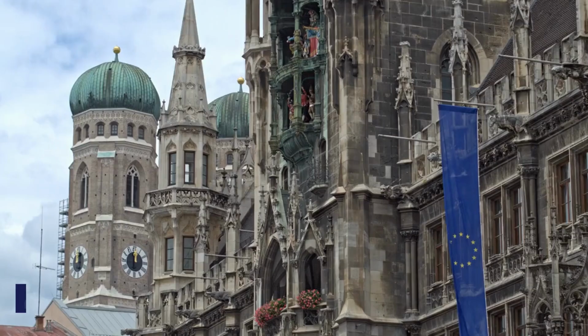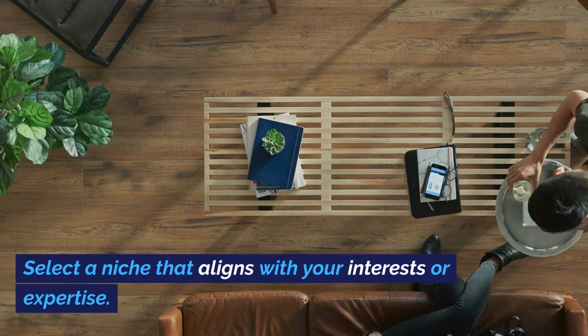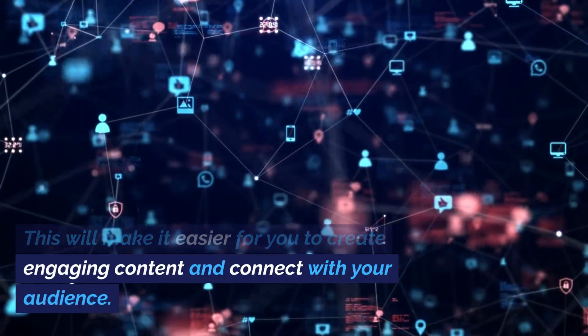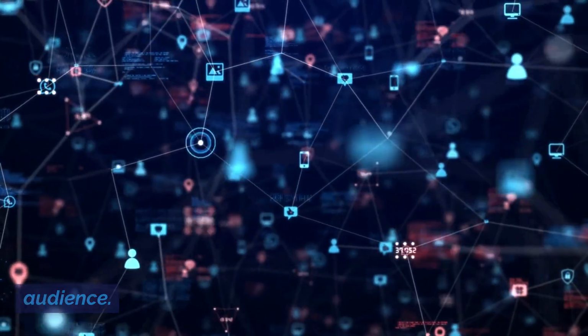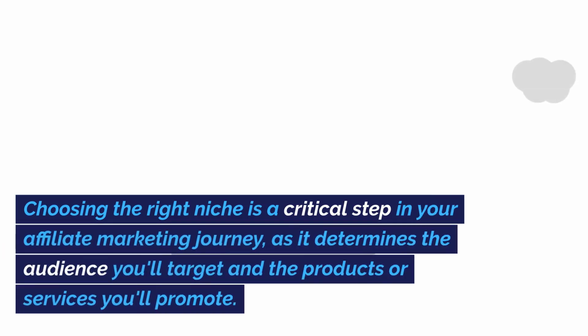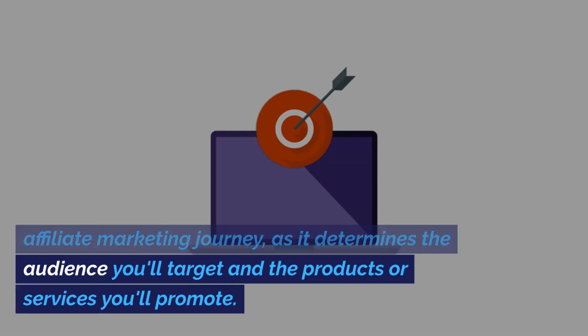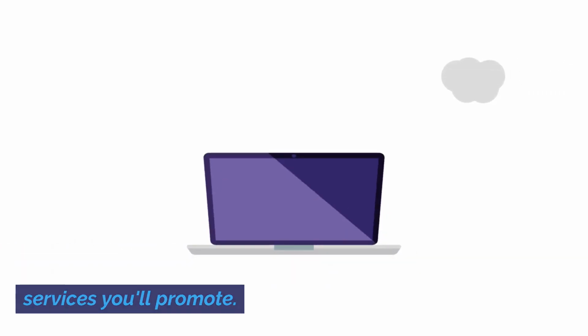Getting started. Choose your niche. Select a niche that aligns with your interests or expertise. This will make it easier for you to create engaging content and connect with your audience. Choosing the right niche is a critical step in your affiliate marketing journey, as it determines the audience you'll target and the products or services you'll promote.